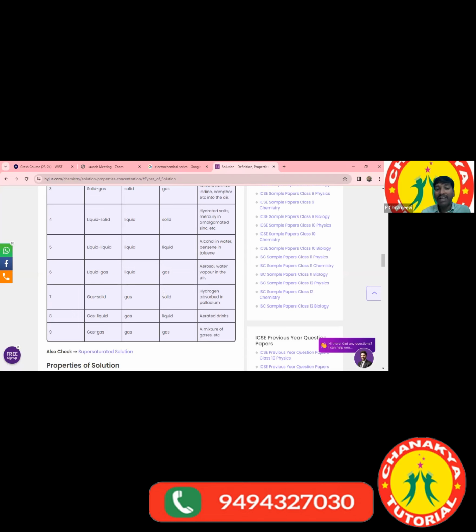And liquid-gas solutions. In a liquid-gas solution, the liquid is the solute and the gas is the solvent. What is the example for liquid-gas here? Aerosol. Okay, water vapor.